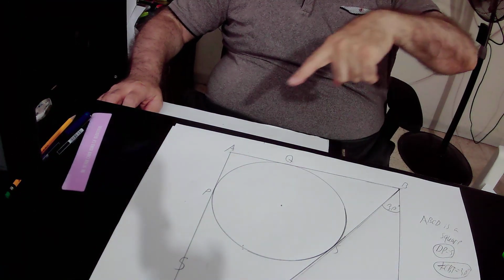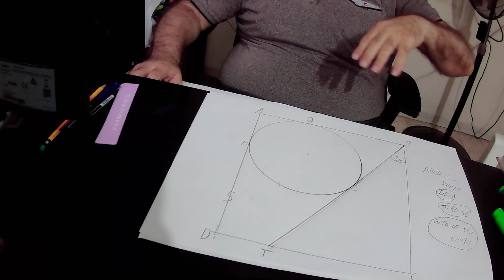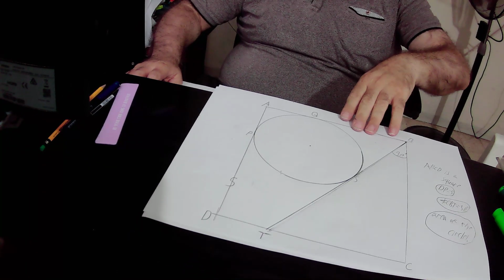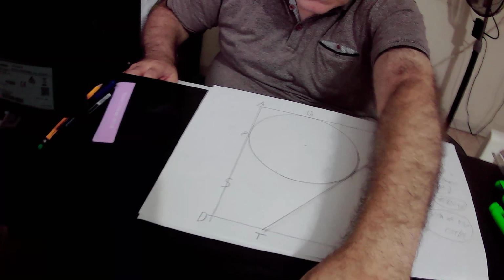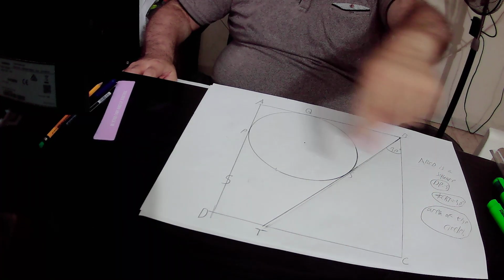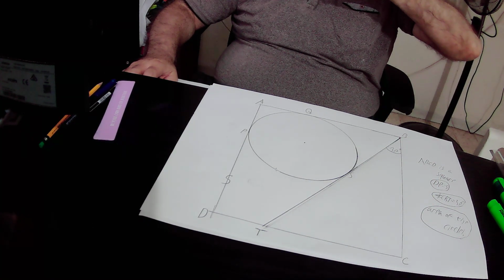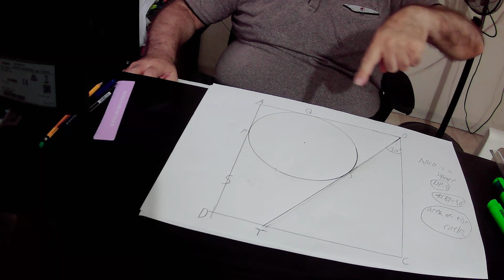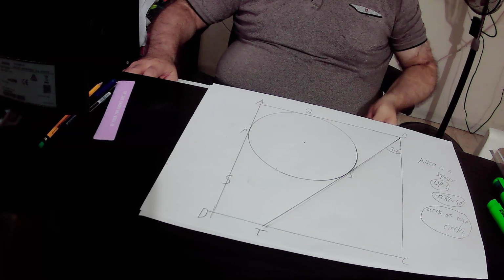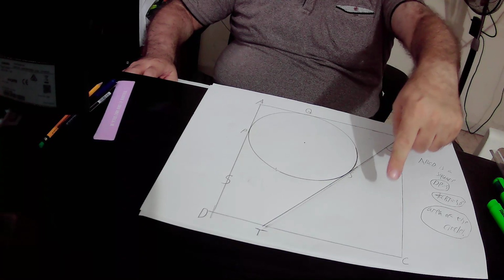Hello, in this lecture we'll find out the area of the circle that is inside square ABCD. In the drawing we have square ABCD. Inside this square we have a circle and also a right triangle.